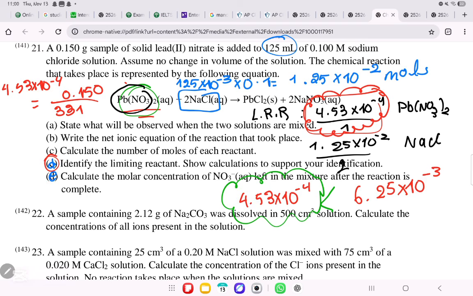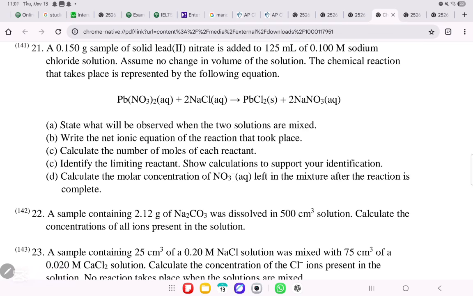Now we moved on to part E. Calculate the molar concentration. Oh, okay, we just needed to find the limiting reagent. Now the molar concentration of NO3 minus aqueous left in the mixture after the reaction is complete. Now, do you remember? Our limiting reagent was PbNO3, right? How much was the number of moles here? It was 4.53 times 10 to the power of minus 4, if I'm not mistaken. Yeah.